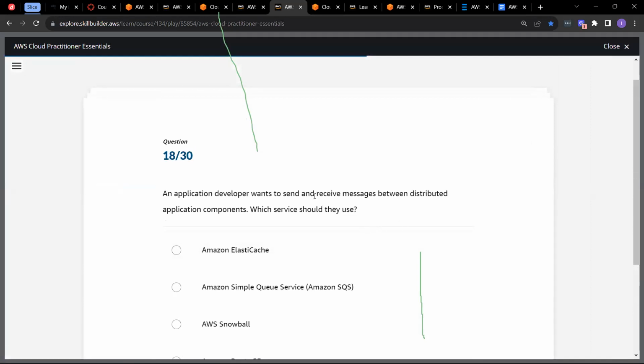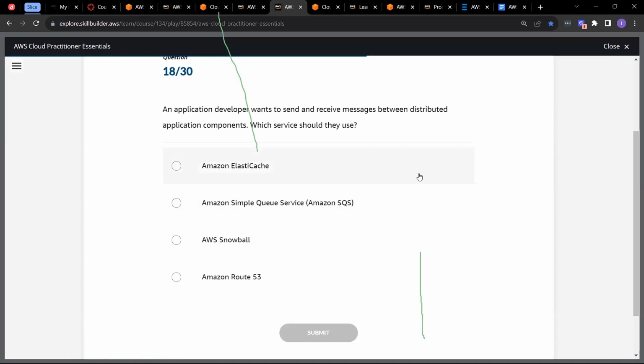An application developer wants to send and receive messages between distributed application components. Which service should they use? This one I know, but let's do elimination. Distributed application components. Right, let's do this thing.